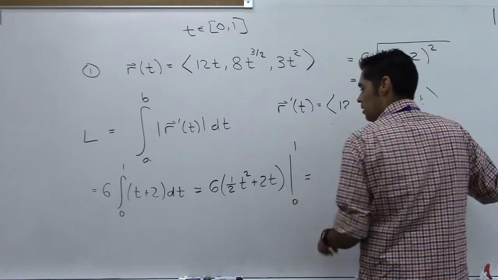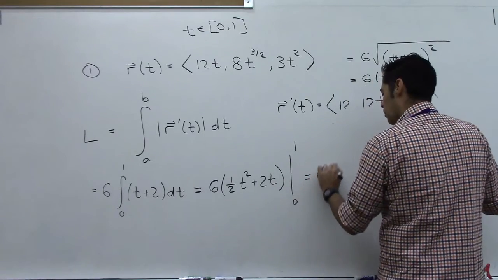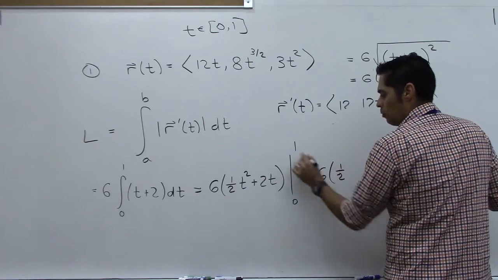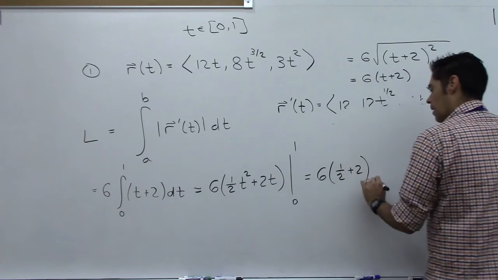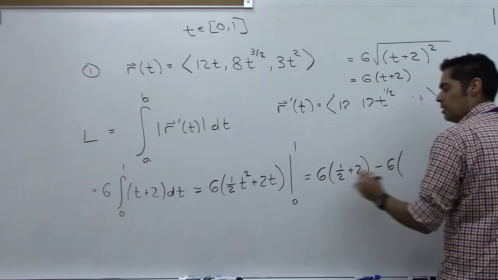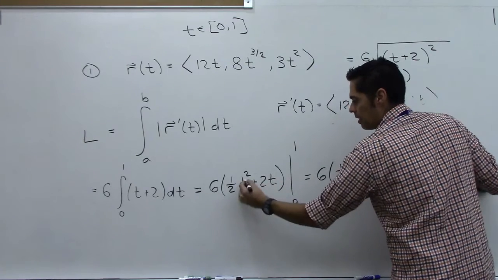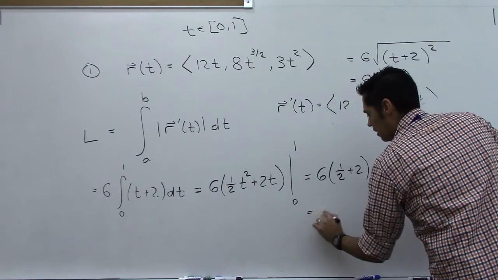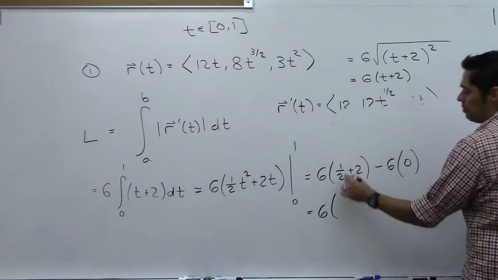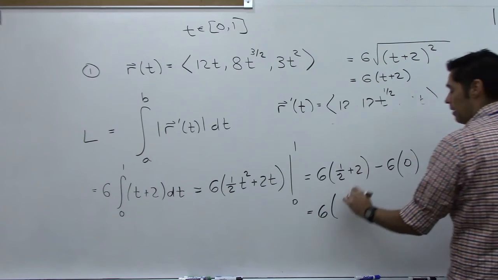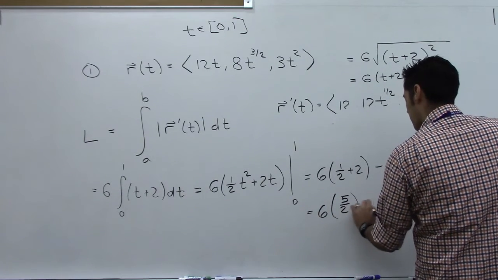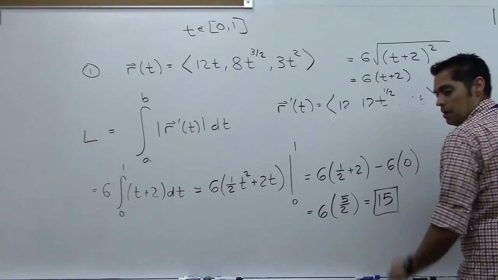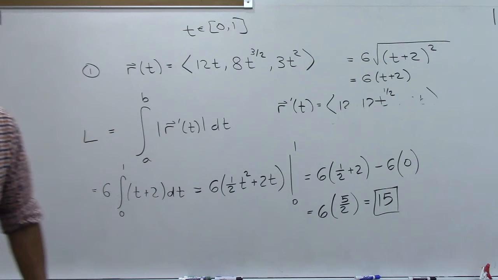here from 0 to 1. Let's plug in 1 first. If we plug in 1, we get 1/2 squared, it's 1/2. If we plug in 1 here, we get 2. And then minus 6 times, if we plug in 0, this is 0 and 0, add them together, we get 0 times 6, so it's going to be 0. So our answer should be 6 times, let's see, put those two together, 5/2. And then if we multiply there, we should get 15. So for number 4, we should get 15.